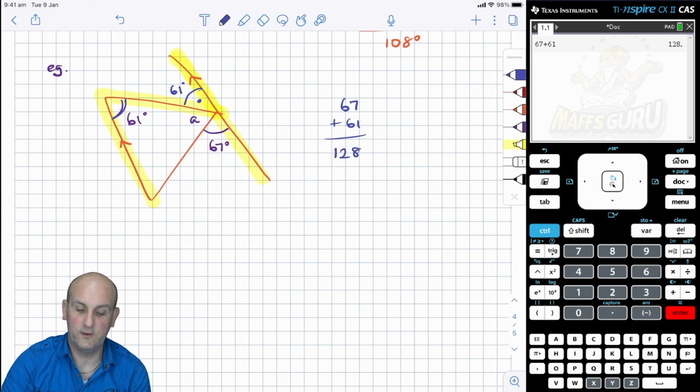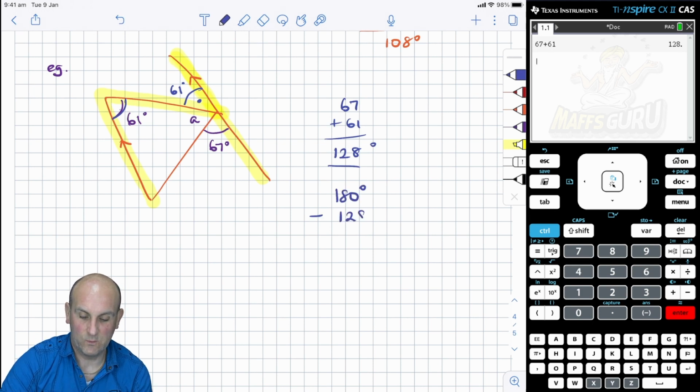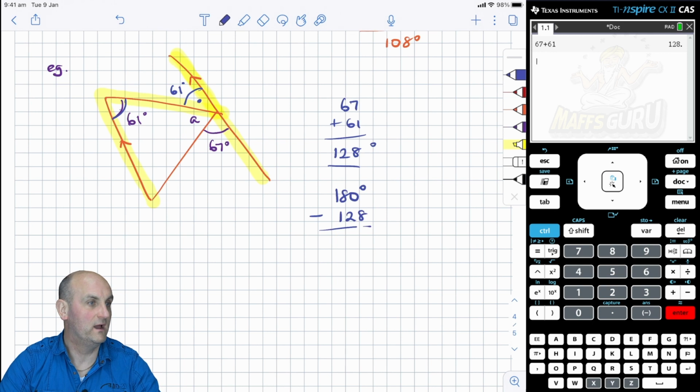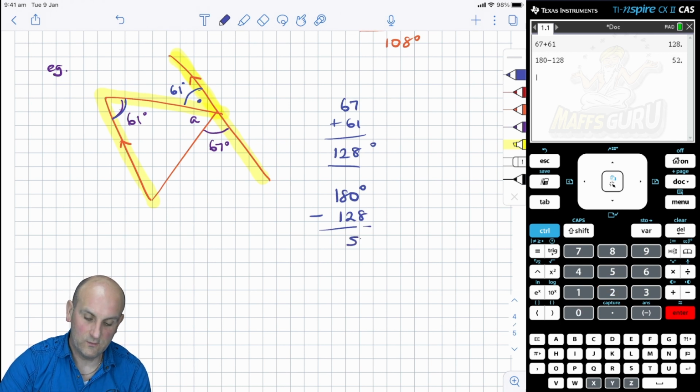So there's 128 degrees. So that's the angles I have. To find angle A, I'd want to do 180 minus 128. So again, I can do 180 minus 128 gives me the value of 52 degrees. So angle A equals 52 degrees.